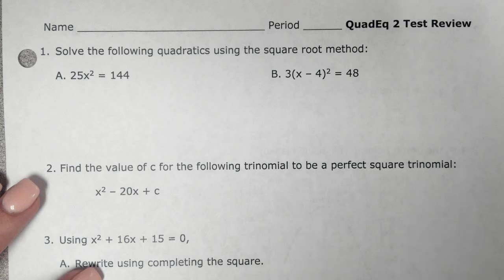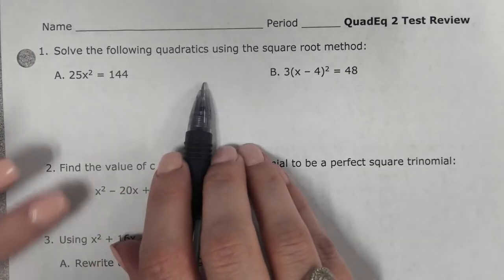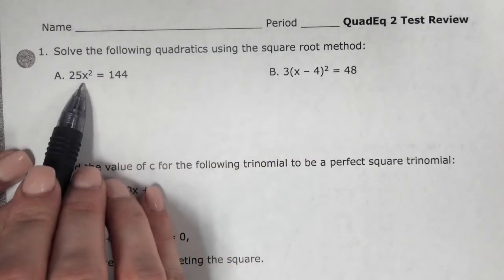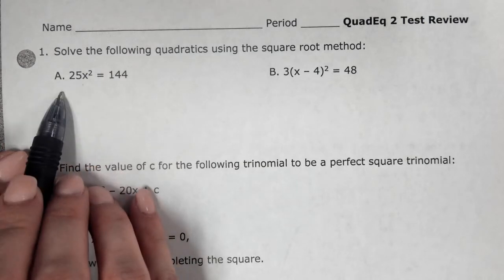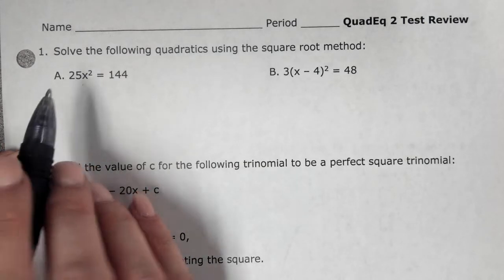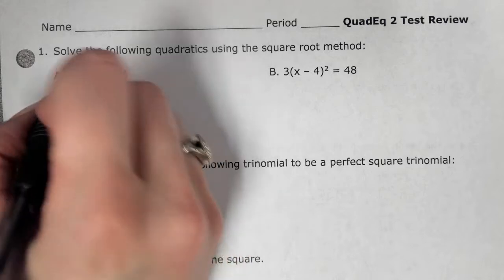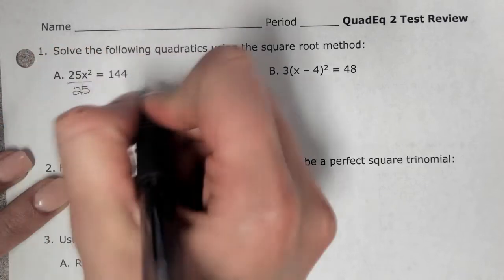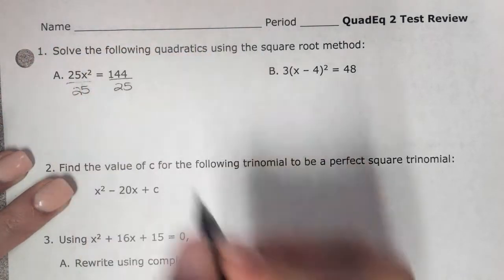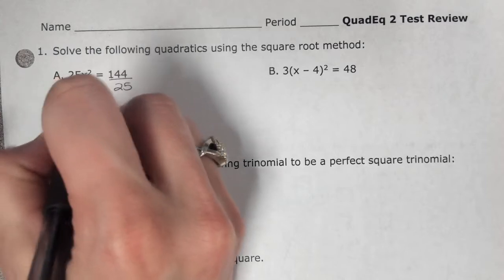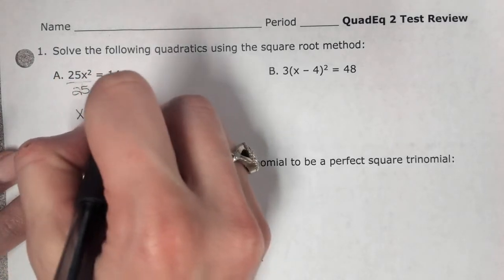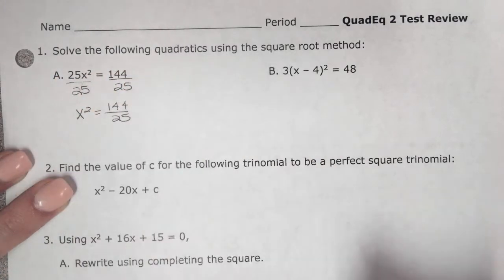Okay, so we are solving by the square root method. That means we want to get the x by itself. To get rid of the 25, I'm not going to subtract, because it doesn't say plus. Divide by 25. So you divide this side by 25 and this side by 25. So you get x squared equals 144 divided by 25.